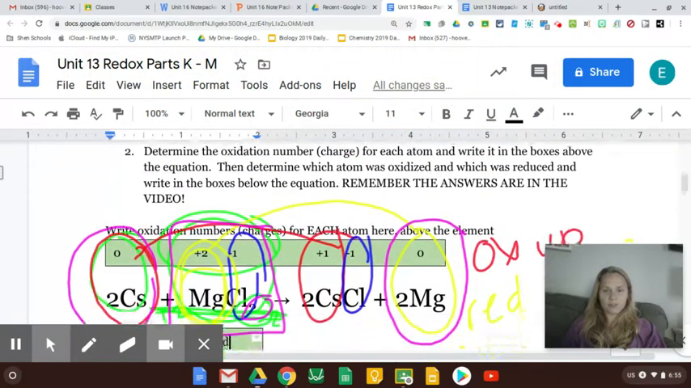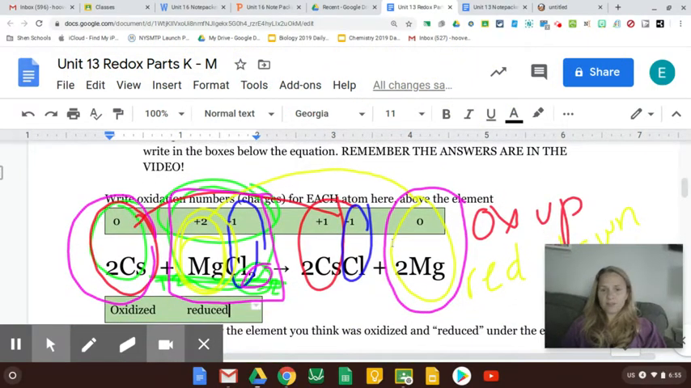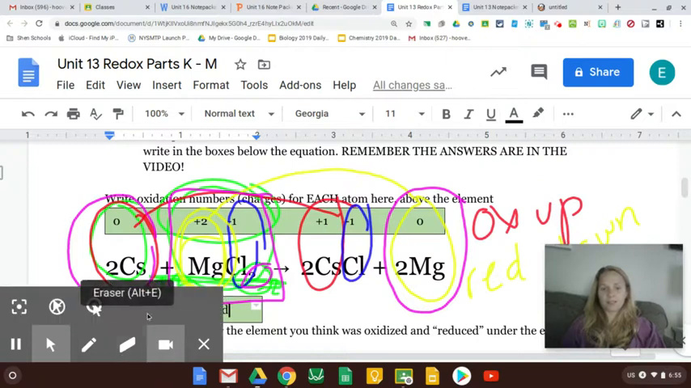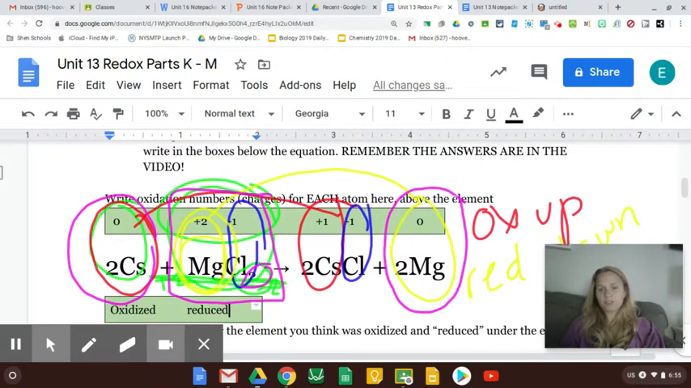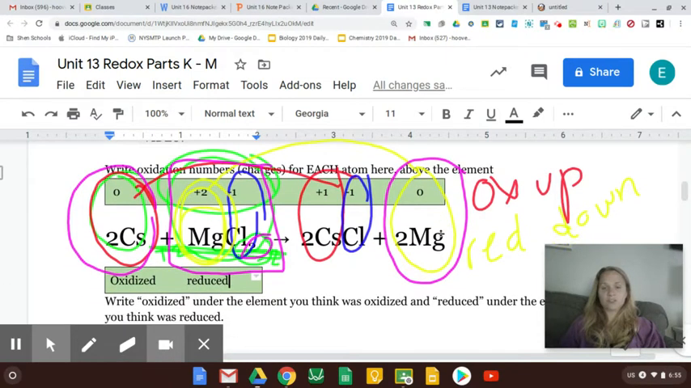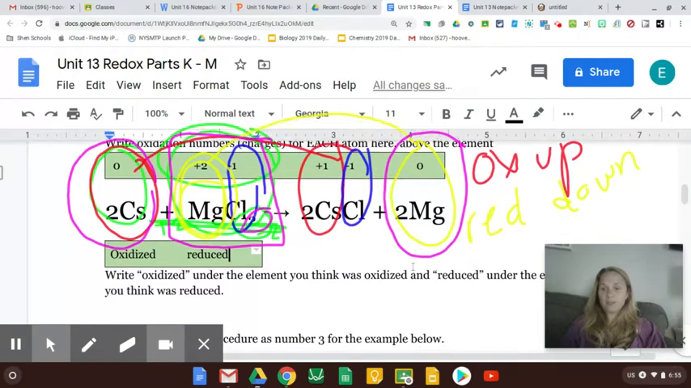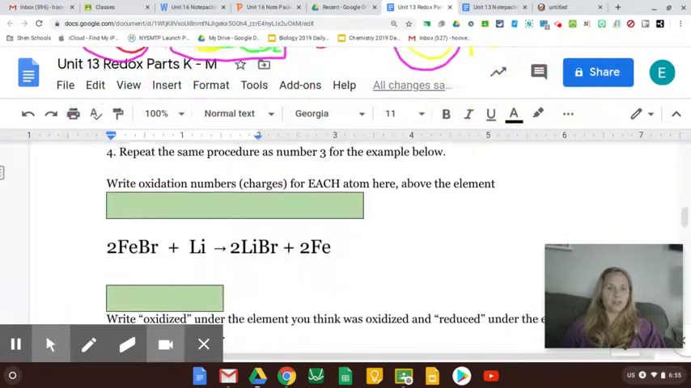What else do you have to know? So once I assign all these oxidation numbers, then I can look, okay, what happened to each? Cs went from being 0 to +1, so it went up. So it was oxidized up. Mg went from +2 down to 0, so it got reduced down. All right, so assign all the oxidation numbers up top, decide who got oxidized and who got reduced down the bottom. So that example is already done for you. You can fill that in your answers.